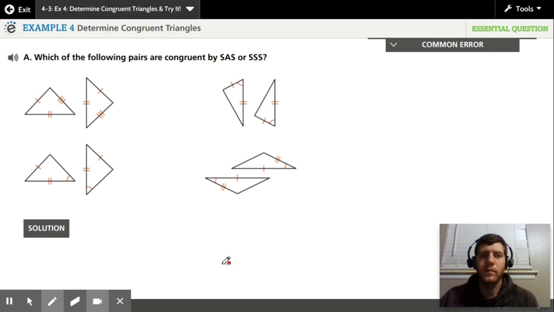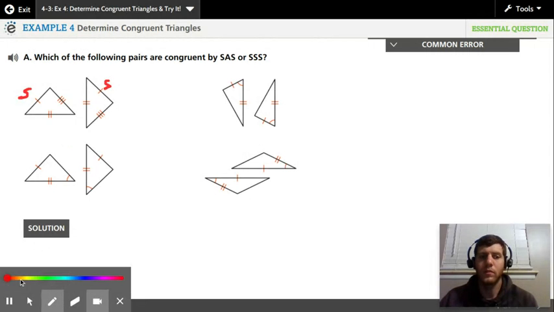Okay, we want to show if the following pairs of triangles are congruent by side, angle, side, or side, side, side, or neither. They should really give you the option of neither because some of these are going to be neither. Okay, if we look at the first one here, here's one pair of sides that's congruent.